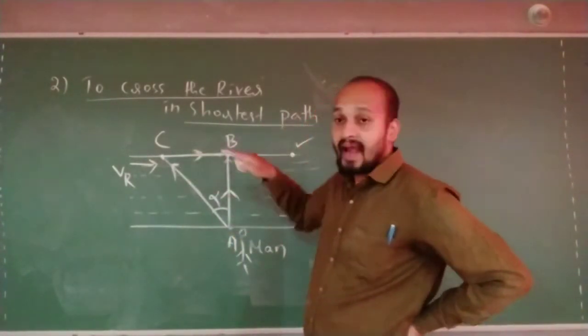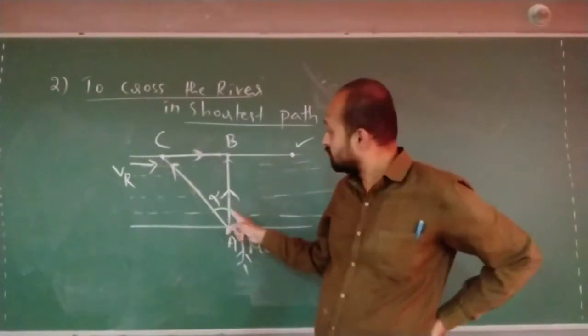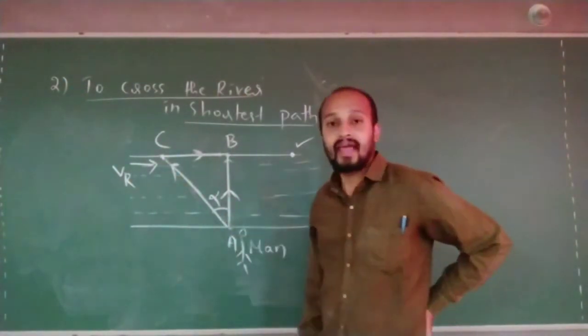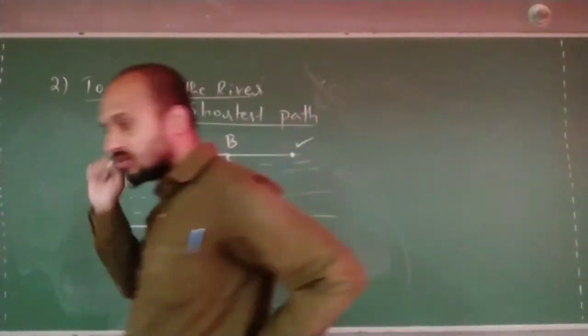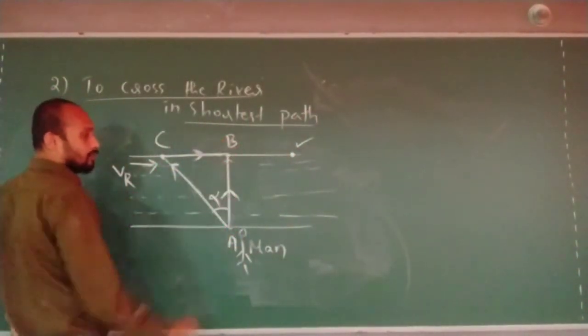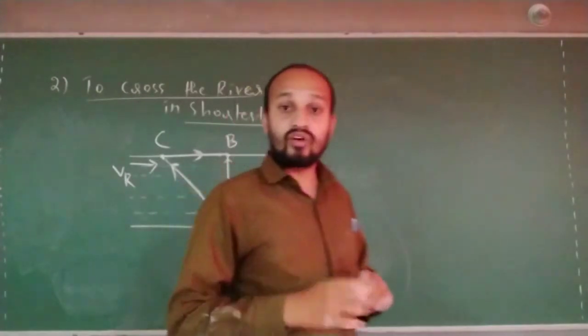A to C, C to B, add the vector C, and what will you get? You are going to get the vector displacement AB. Are you understanding? Because he wants this, it is the shortest path. So let us discuss in terms of velocities now.